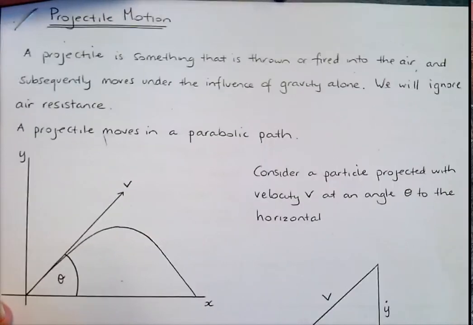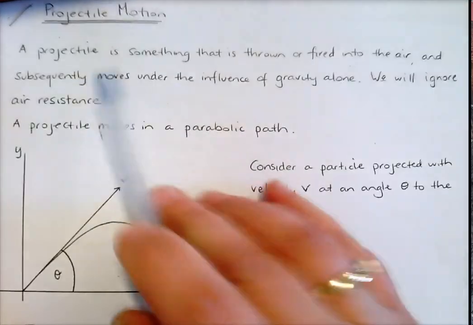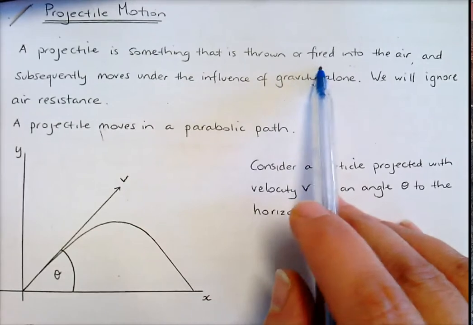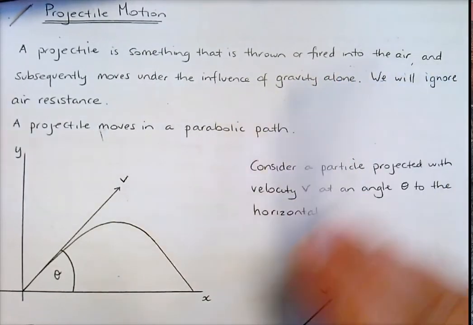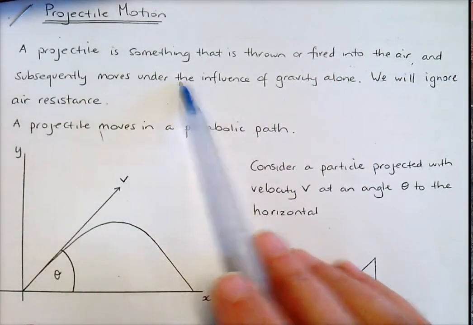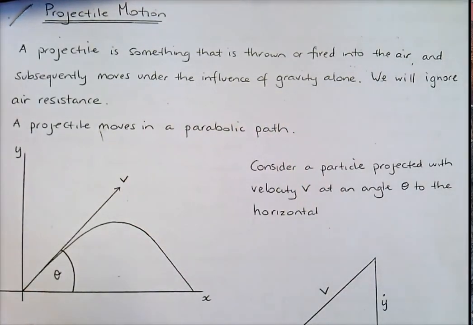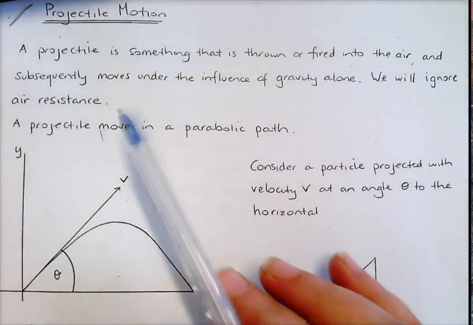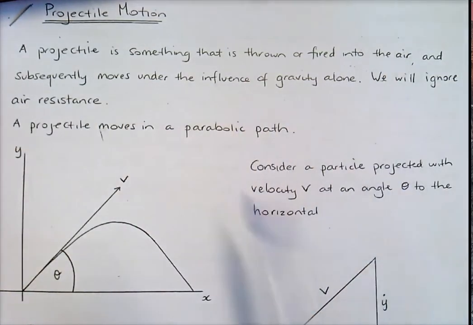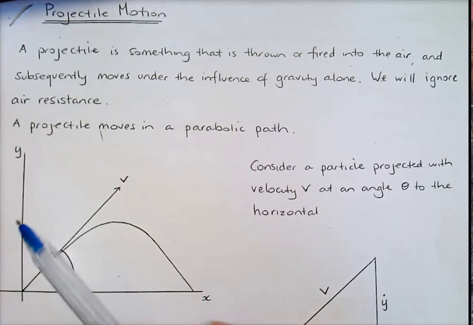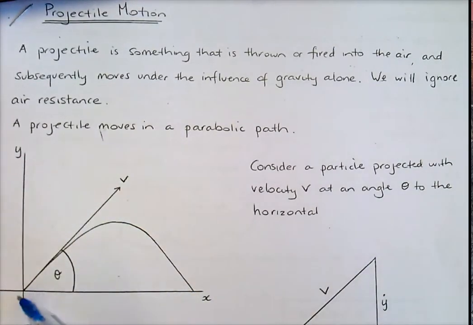Okay, this is our first video on projectile motion. Now, a projectile is something that is thrown or fired into the air and it moves under the influence of gravity alone. So we know that gravity acts downwards, okay? We're going to ignore air resistance, okay? So when you throw an object into the air, it will move in a parabolic path, in the shape of a concave down parabola, okay?